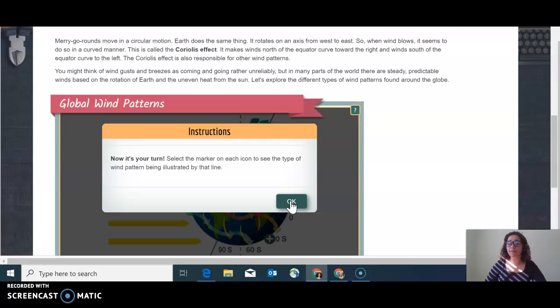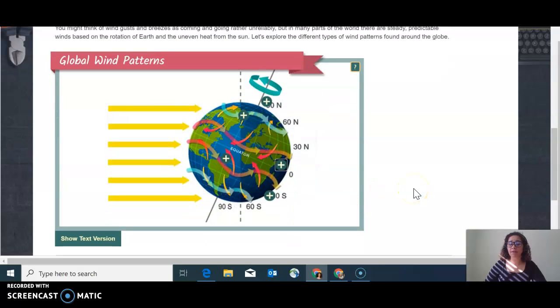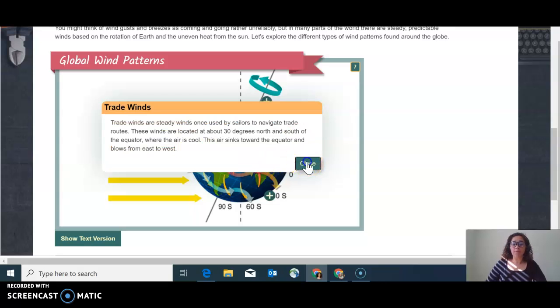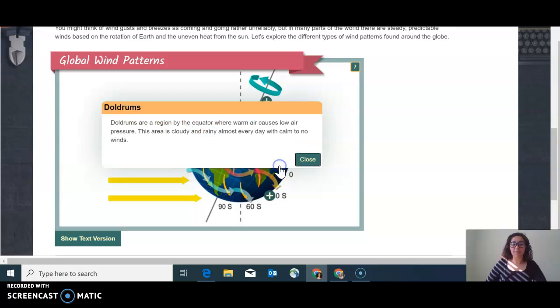So let's look at the different types of global wind patterns. These global wind patterns are going to be important for you guys to have on the module exam. What I would recommend is that you work with your teacher in order to come up with some type of picture diagram in order for you to fill in the different types of wind patterns. So let's start in the middle. We're going to start with the doldrums.